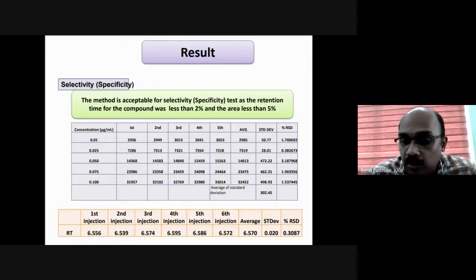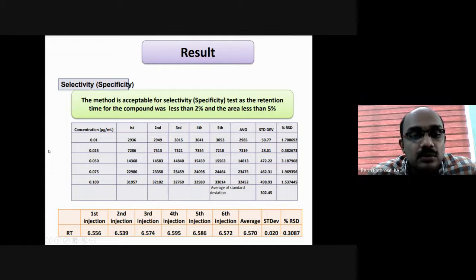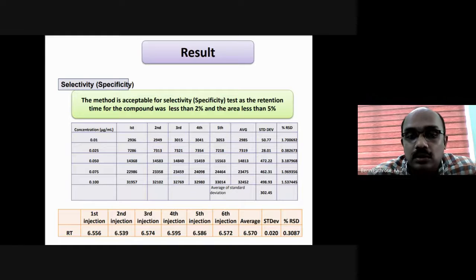This is the first thing. We are going for specificity. We know different concentrations. We will inject 5 to 6 times, and we will note down the retention time as well as the area. Here, just a minute, I will show you.